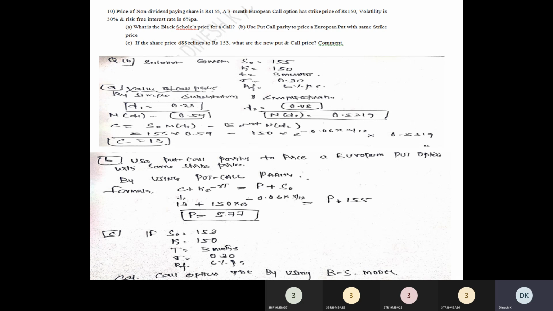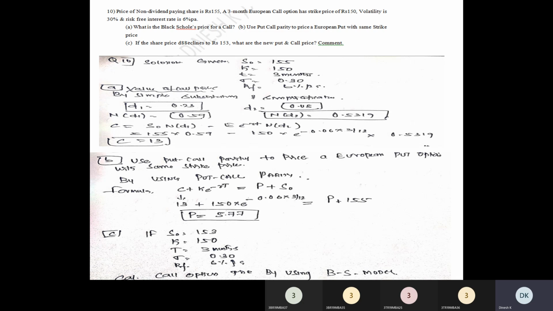So in sub question B, what it is asking you is to use put call parity to price a European put option with the same strike price. As we have already calculated the call option price in sub question A, we have to use this call option price to find the put option, not by using the binomial or Black-Scholes model, but by using the put call parity equation. So look at sub question B: use put call parity to price a European put option with the same strike price.